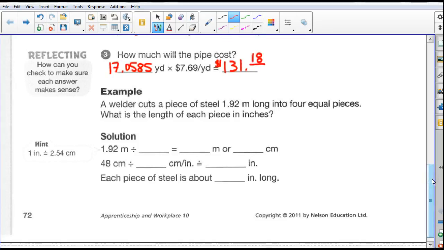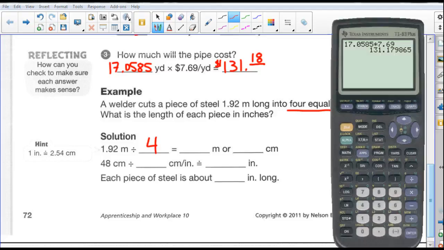Second example, a welder cuts a piece of steel 1.92 meters long into 4 equal pieces. What is the length of each piece in inches? So first thing we have to do is read the question. It says he cuts it into 4 equal pieces. So the solution is 1.92 divided by 4. Okay, so let's take our calculator. Let's do 1.92 divided by 4. And we get 0.48.